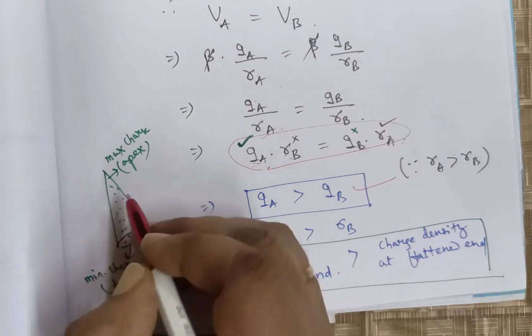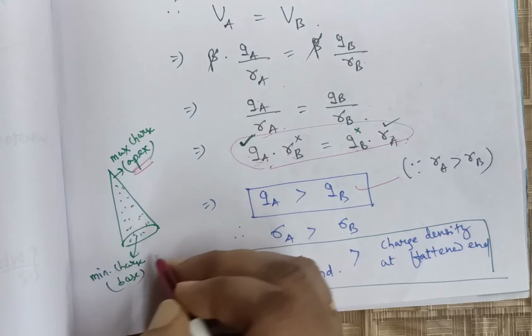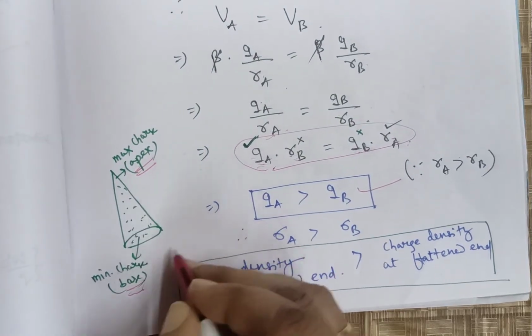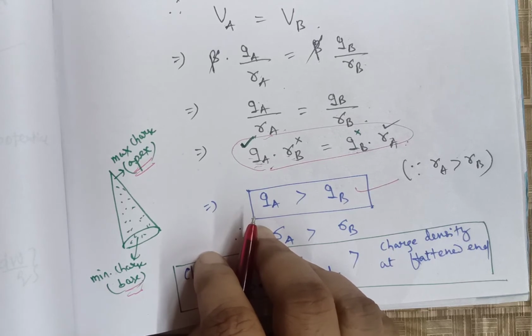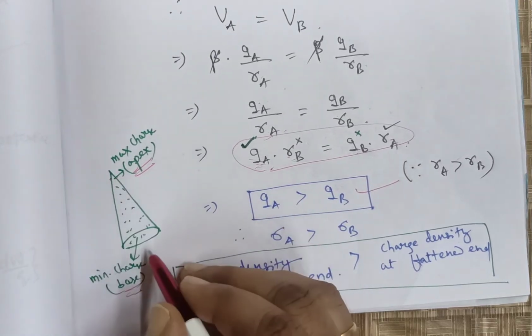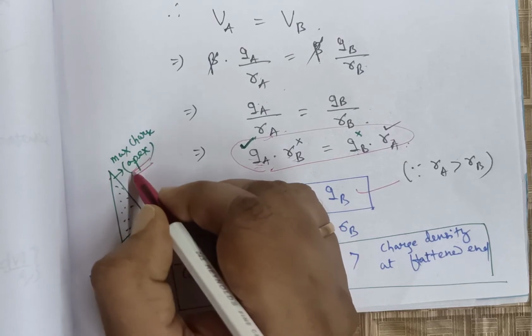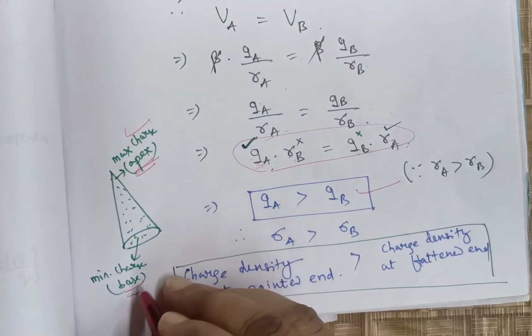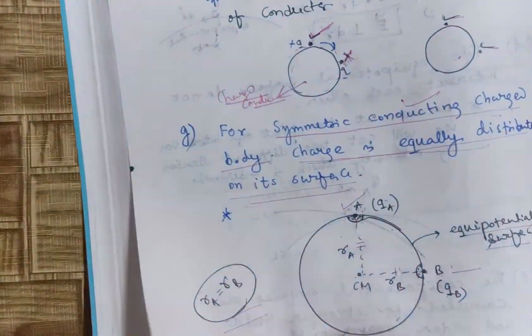I am giving another example, that is a cone shaped conductor. Here it is the apex and here it is the base. If you distribute the charge, at which point will the charge be maximum and at which point minimum? From this figure, this is a pointed end, the spike point, and this is the base. So charge will be maximum at the apex and minimum at its base. So today we have discussed the equipotential surface.